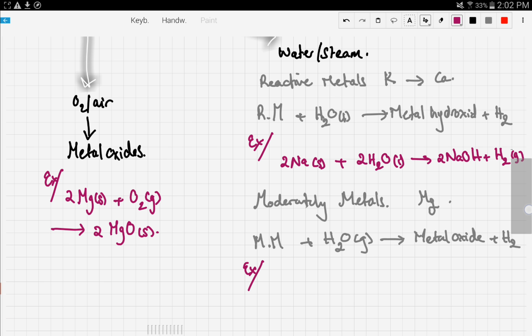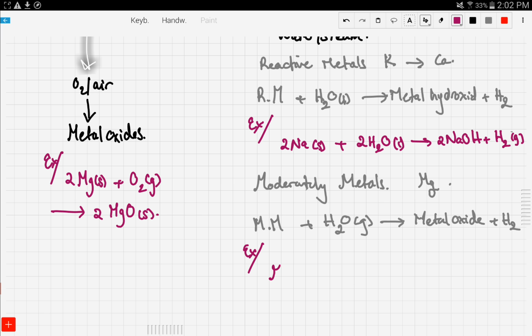Well, magnesium solid reacting with steam would give magnesium oxide plus hydrogen gas.